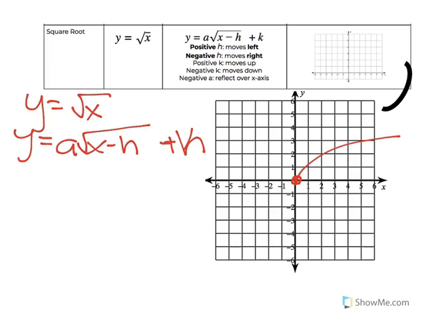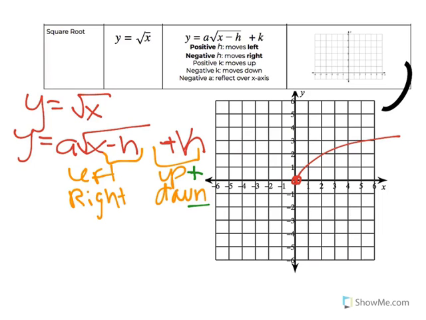Same thing as before. The value on the outside is going to be up and down, and it makes sense: up is positive, down is negative. The value on the inside is left and right, but it's the opposite, so left is positive and right is negative. The value on the front, if it's negative, is going to flip your graph upside down. So let's look at an example.